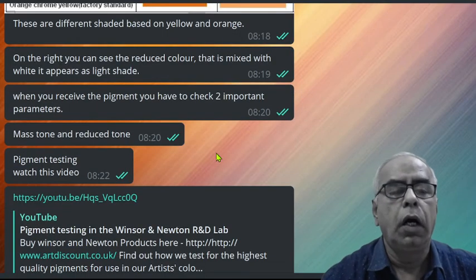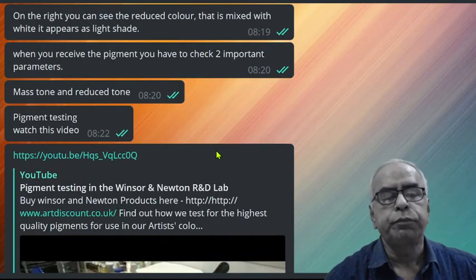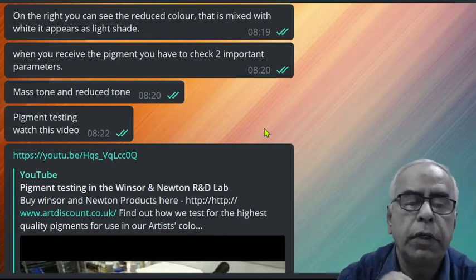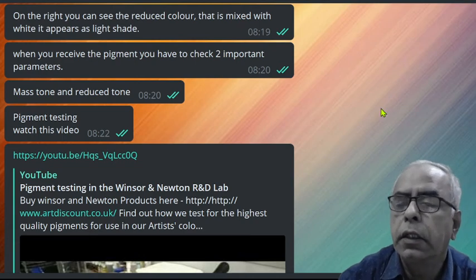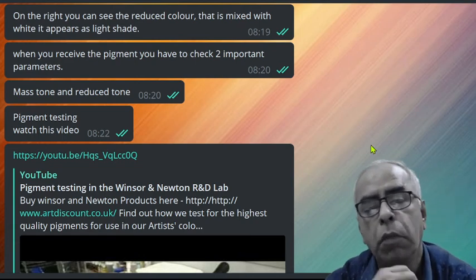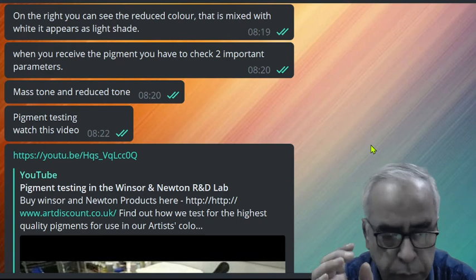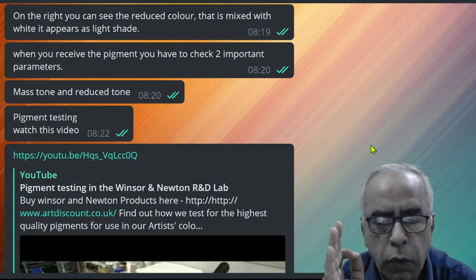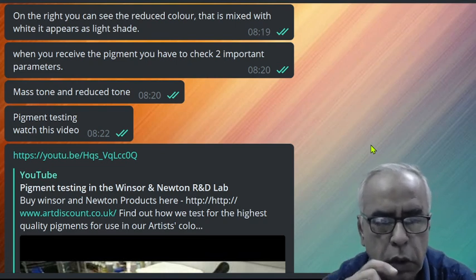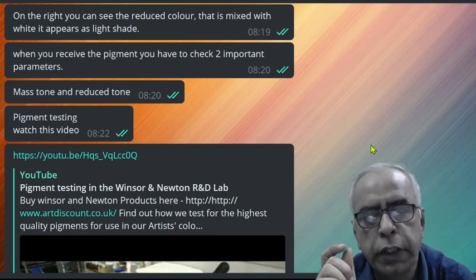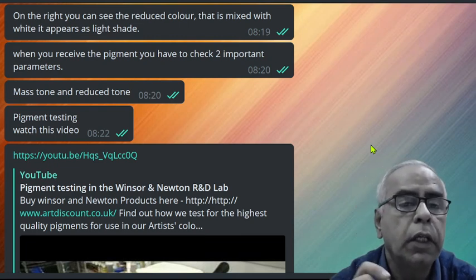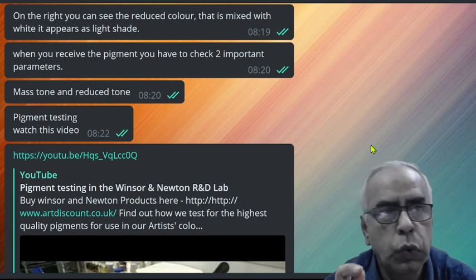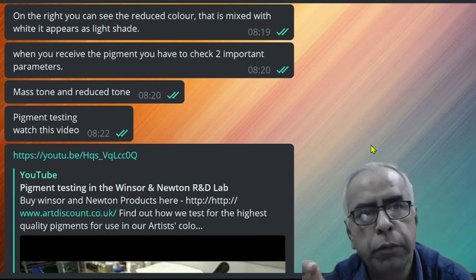Now, on the mass tone and reduced tone. This is a very important thing. I think we can discuss this mass tone and reduced tone of a pigment. How to check this? This is one of the important characteristics of paint, so that we can evaluate and validate the quality of the pigment, particularly with the help of mass tone and reduced tone. So I will explain these two tests related to pigment to evaluate the quality of the pigment in the next video.